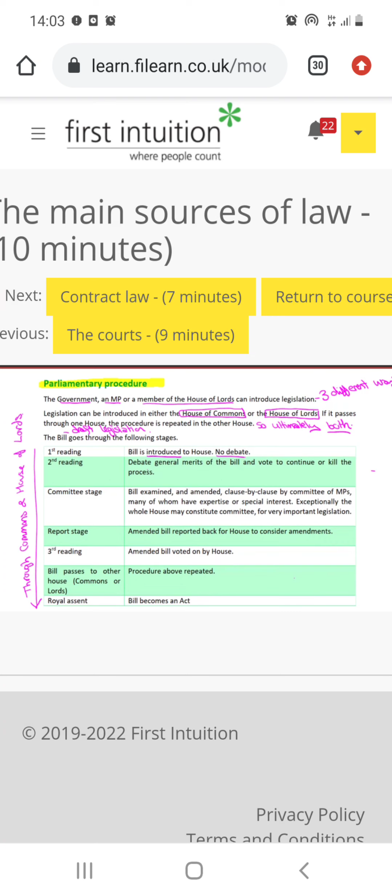In the second reading, this is where they debate the general merits of the bill and they vote to continue or kill the process. So they're asking themselves, is it a good idea? Yes or no? So if they kill it, no, it's not a good idea, it stops here. And it's said that government are defeated.